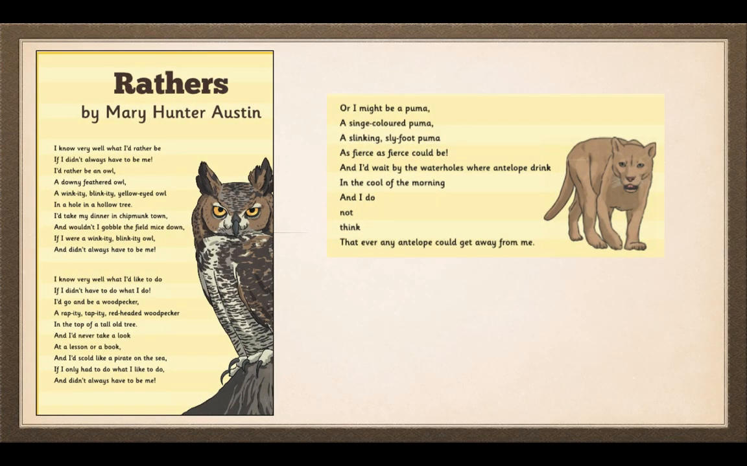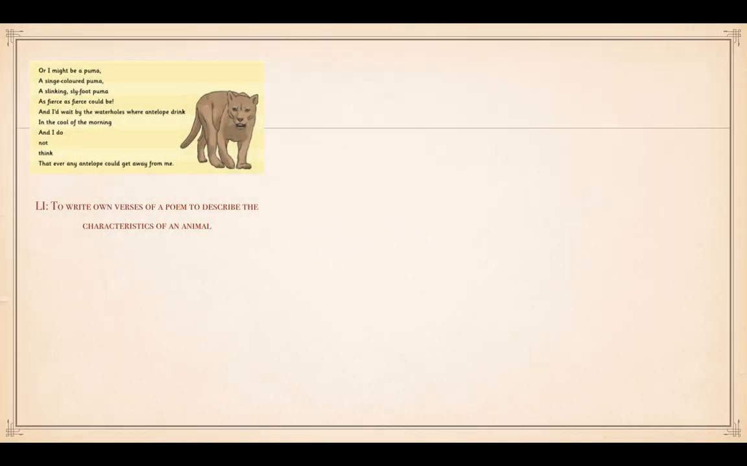So here is our poem that we're going to try and reproduce in the lesson. So I'm going to go through the aim once again. In this lesson, you need to be able to write your own verses of a poem to describe the characteristics of an animal. So here we have verse 3 of Rathers. I'm going to read that verse again.